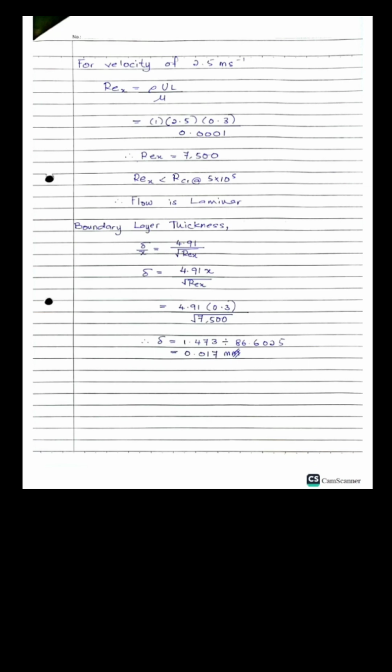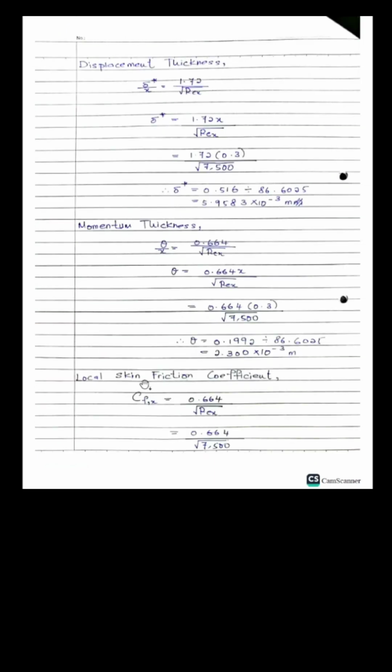As usual, we have to start with the Reynolds number, where we multiply density 1 with velocity 2.5 and length of 0.3, and divide with viscosity 0.0001, which will give us 7500. Our Reynolds number is actually lower than the critical Reynolds number, therefore the flow is also laminar. So to find the boundary layer thickness, we are going to use the same formula as in the previous velocity, where in this case we are going to multiply 4.91 with 0.3, but divide it with the square root of the Reynolds number 7500, which will give us 0.017 meter.